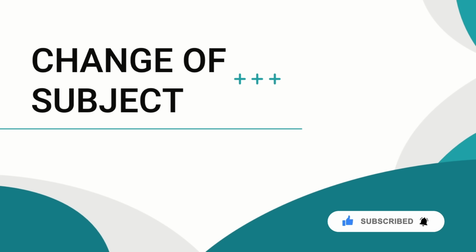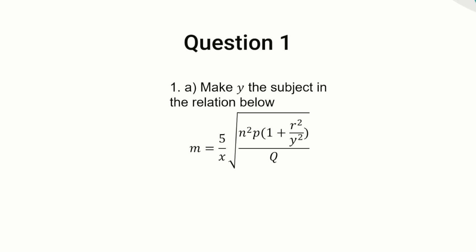Now let's consider the question. The question says that we should make y the subject in the relation m is equal to 5 over x, times the square root of n squared p, bracket open 1 plus r squared all over y squared, bracket close, all this over q.